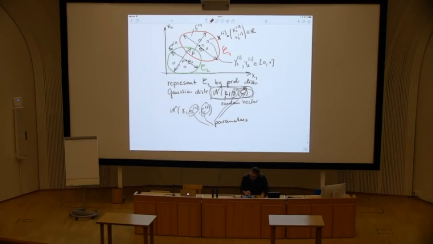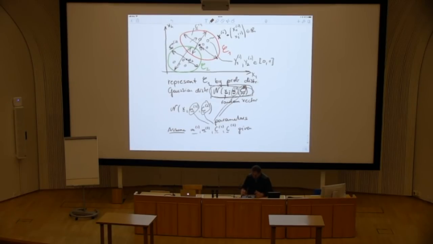Somebody tells you, for example, by looking at the data, that it would be good here to use a Gaussian with this mean vector and a covariance matrix whose shape corresponds to this somewhat tilted ellipse. Let's assume, for the time being, these mean vectors and the covariance matrices are given. Somebody gave them to us.